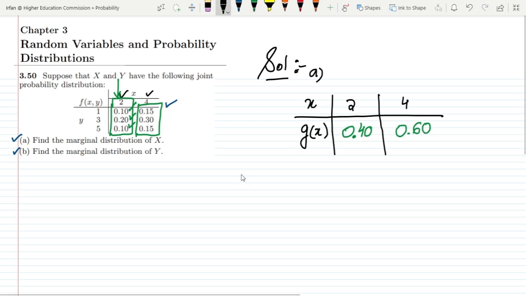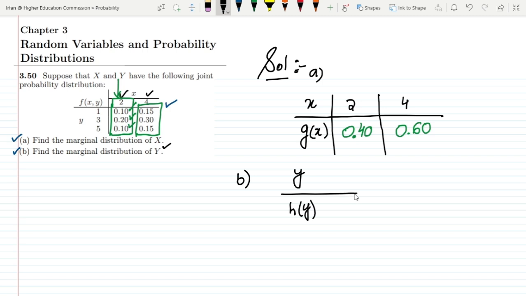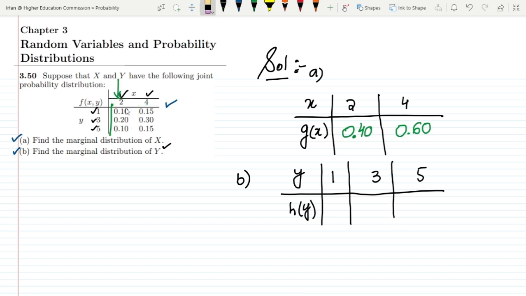Similarly, to find the marginal distribution of y in part B, again let me have here y, and to represent the marginal distribution of y, I have here h of y. This is basically the table, and what are the values of y? Here we have 1, 3, and 5. So let me write them, 1, 3, and 5.